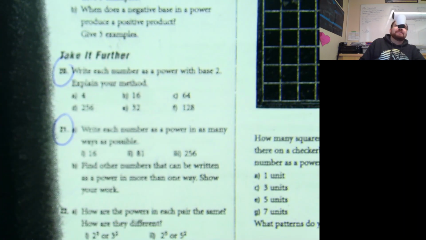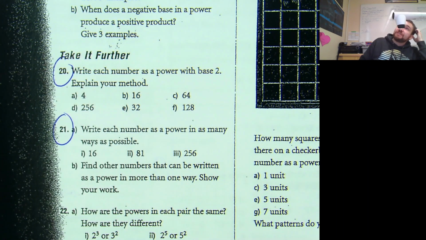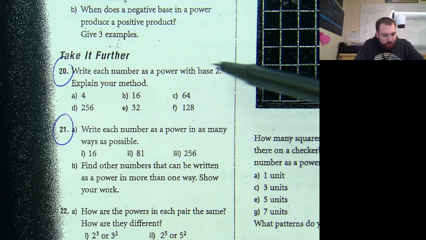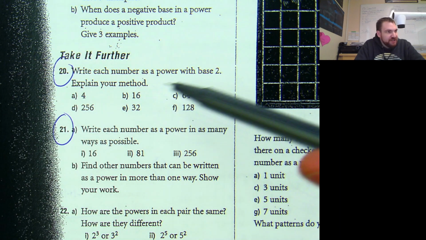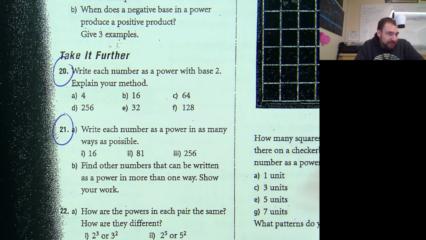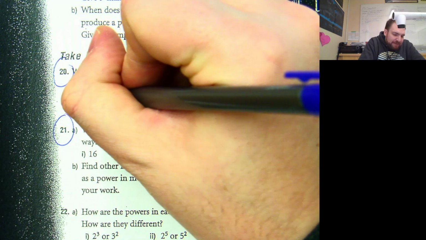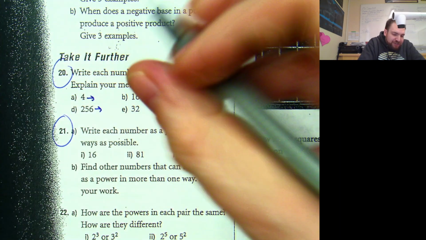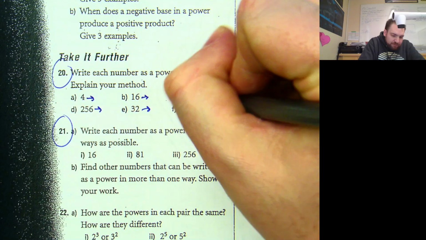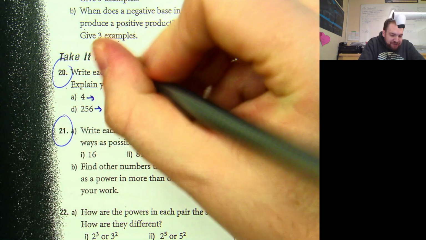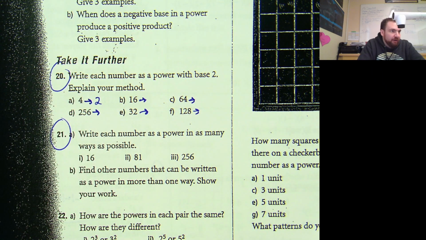Carolyn, you said she wanted to see these. These ones, these are good. I like these kinds of questions, and this is actually going to be useful for us to do in the future. This one said to write out each number as a power with base 2 and to explain your method. I care less about the explanation for this one than I do about you actually doing it, but I wasn't here to say that. So basically what I mean by that is I want you to write each of these numbers as 2 to some power.